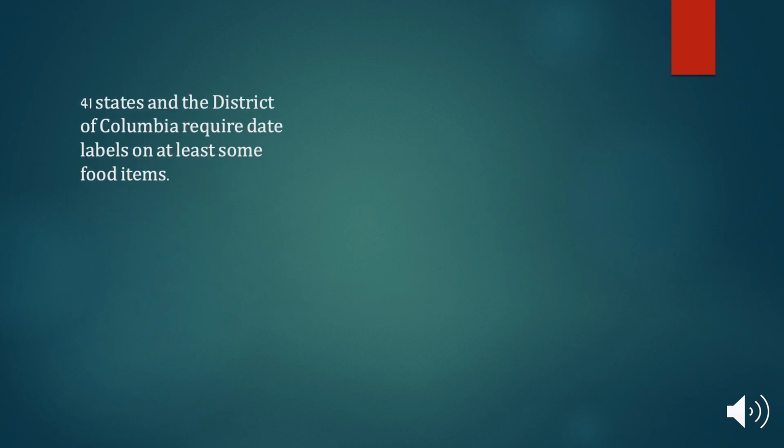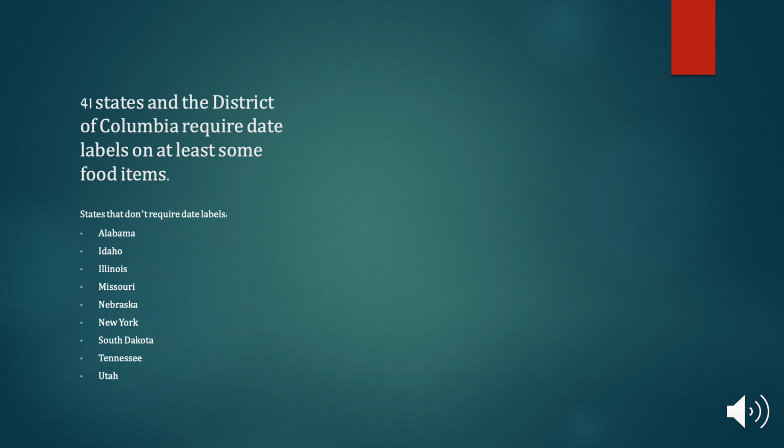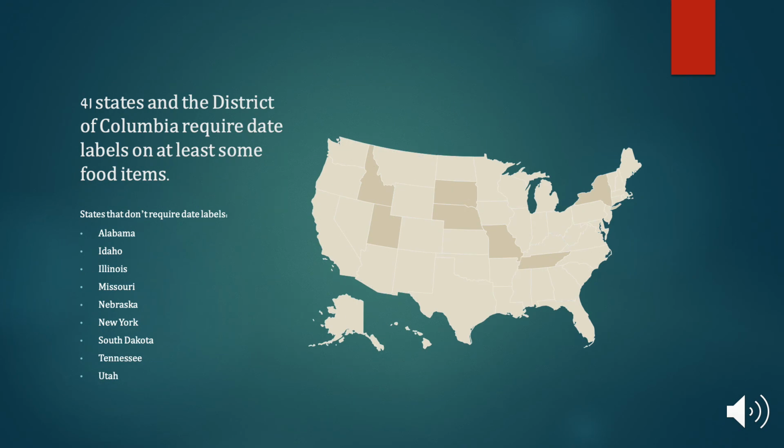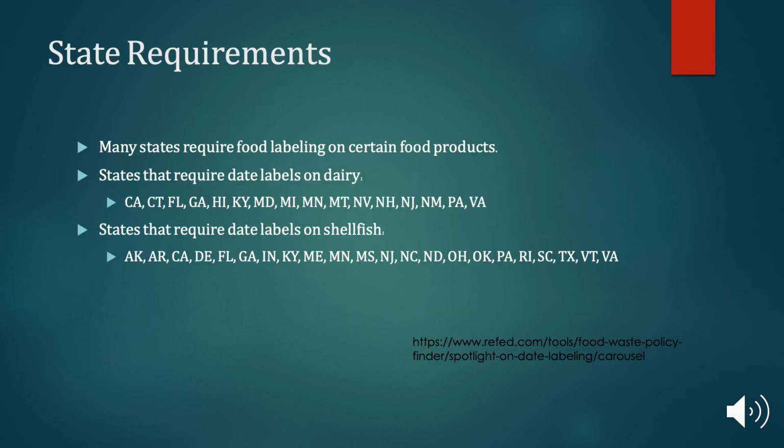41 states and the District of Columbia require date labels on at least some food items. The states that don't require date labels include Alabama, Idaho, Illinois, Missouri, Nebraska, New York, South Dakota, Tennessee, and Utah. And this is a map of the United States and the states that do not require date labels. Many states require food labeling on certain food products.